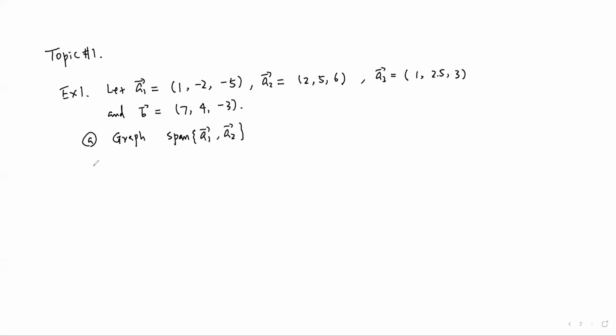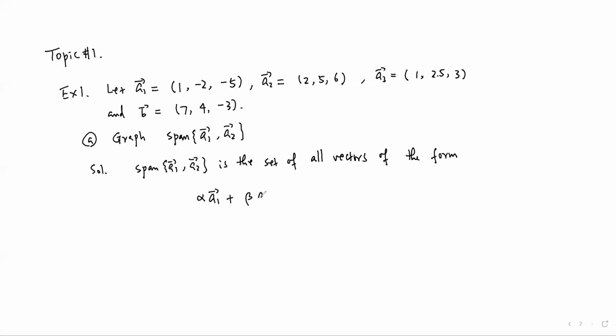Let me solve this part first. Solution. By definition, this set is the set of all vectors of the form a scalar, say alpha, times A1 plus beta times A2, where alpha and beta are arbitrary.